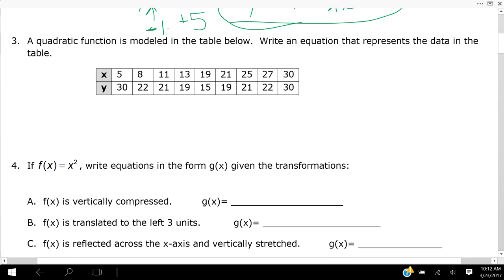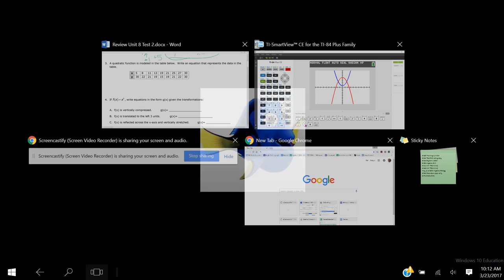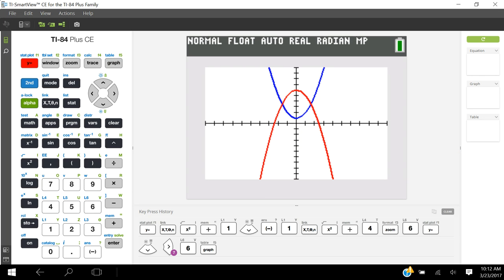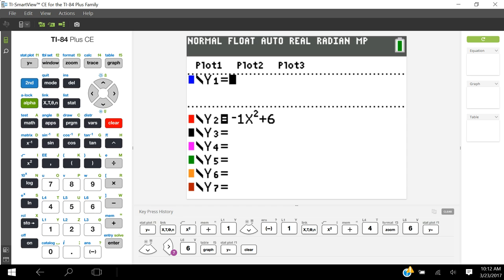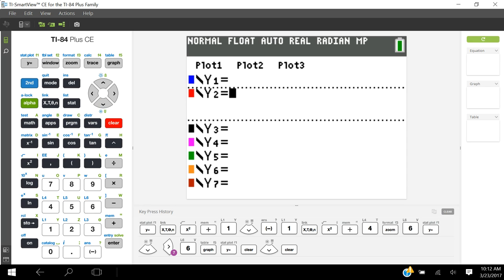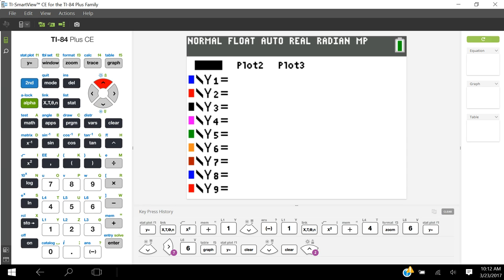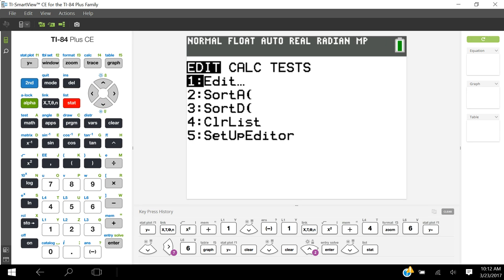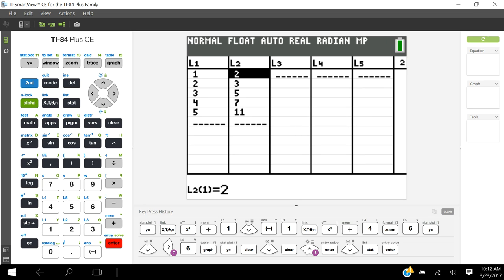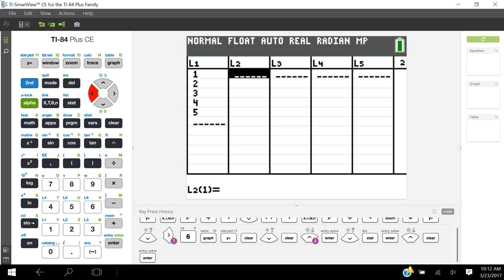Number 3, we're doing the quadratic regression. Going back to my calculator, I'm going to go to my y equals. I'm going to clear this out. My plot 1 is not on, so I'm going to turn on my plot 1 by hitting enter. Okay, I'm going to go to stat, edit. I clear out my list by going up to the top, clear, enter.